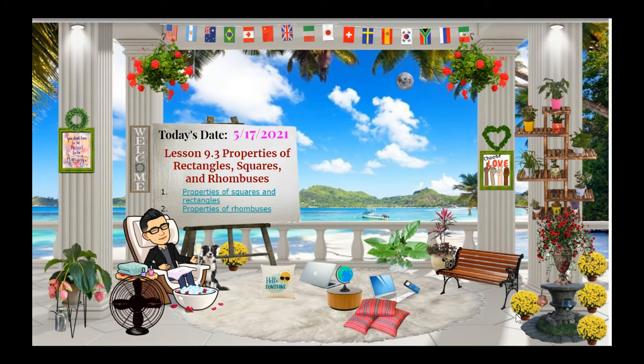Today I am showing you our lesson 9.3, Geometry, Properties of Rectangles, Squares, and Rhombuses. This lesson comes with two IXL practices that are listed here. You can stop at around 50 or 60 for each of the practices, okay?